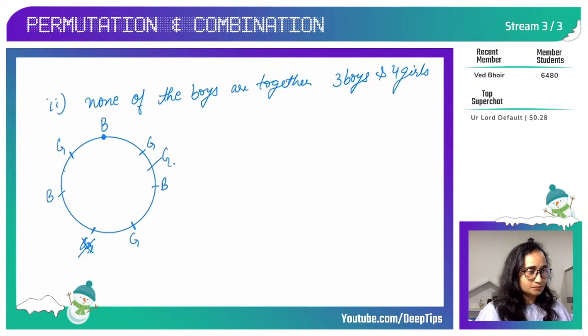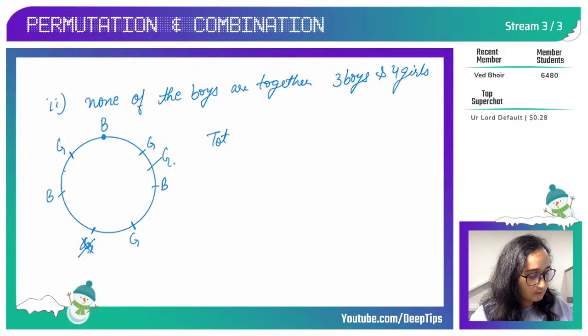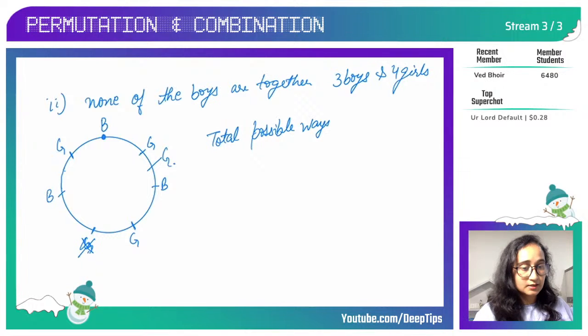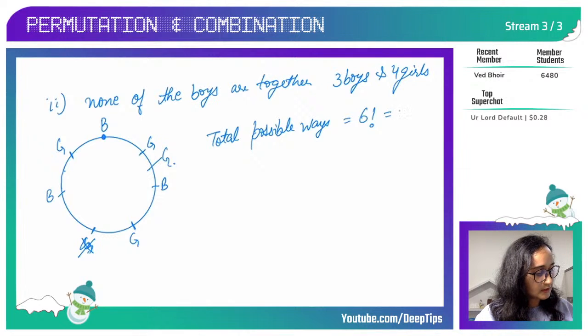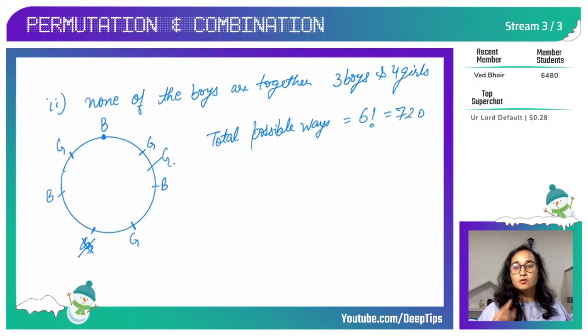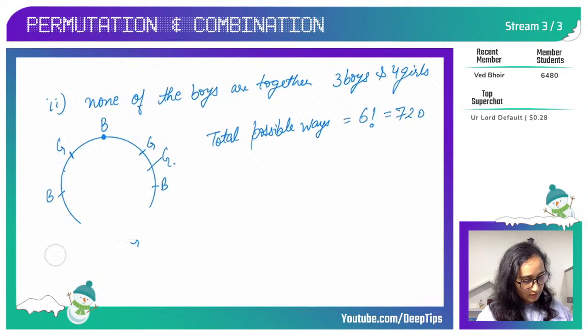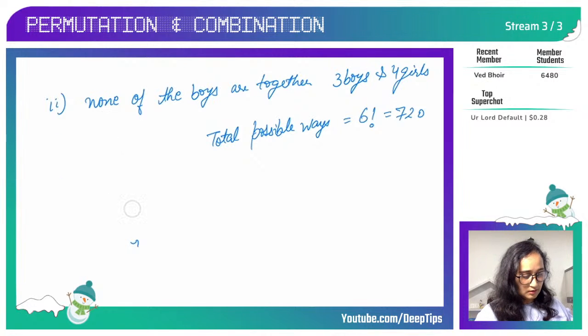Okay, so again we know that when we have such circular arrangements, I have 1 2 3 4 5 6 7 students, right? So we know that the total possible ways in a circular arrangement is 6 factorial, correct? That is equal to 720. Now if I take a case, let's draw another circle so that we understand better. Now I'm going to do it in a different approach.